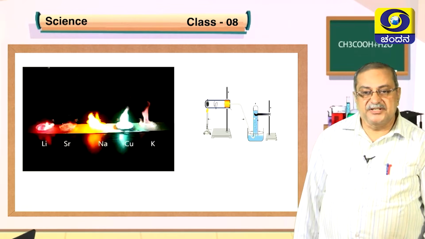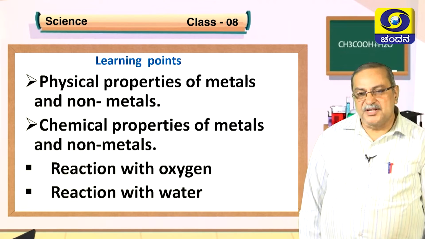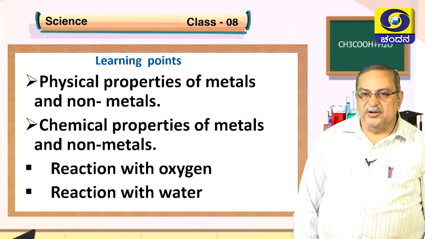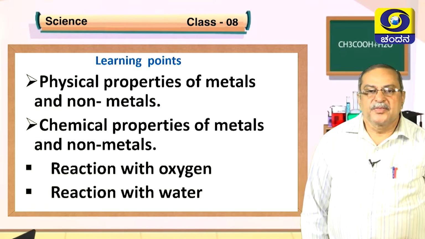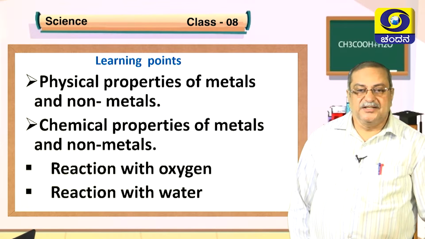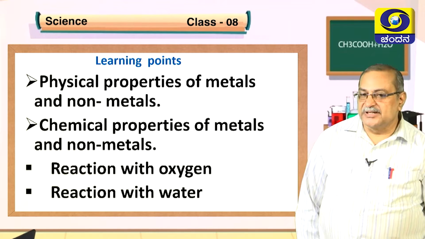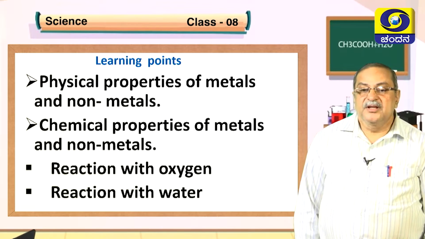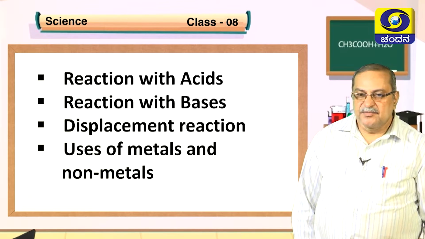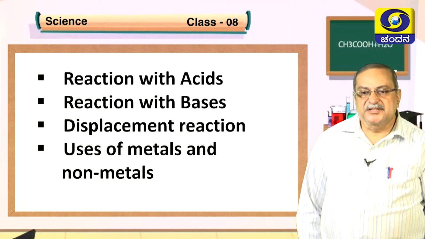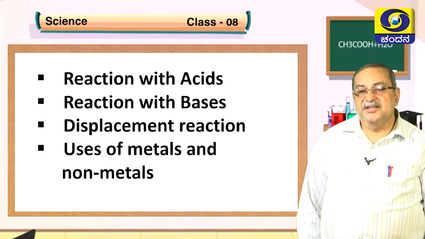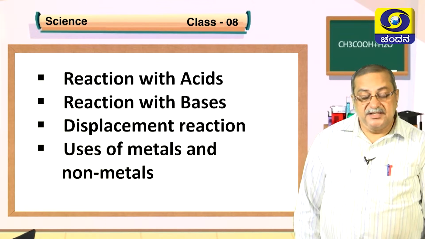In the previous class, what we studied, we are going to have a bird's-eye view of all that. Let us revise a little bit. In this chapter, we are going to learn about physical properties of metals and non-metals, and chemical properties of metals and non-metals: reaction with oxygen, reaction with water, reaction with acids, reaction with bases, displacement reaction, and uses of metals and non-metals. Okay, these are the learning points in this chapter.